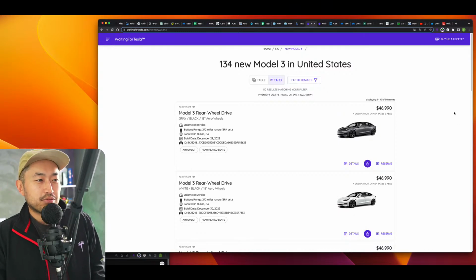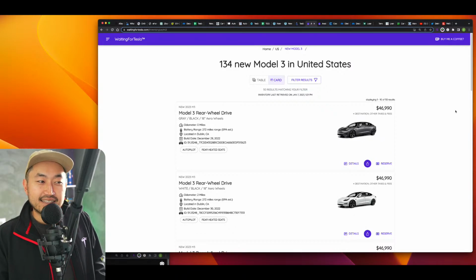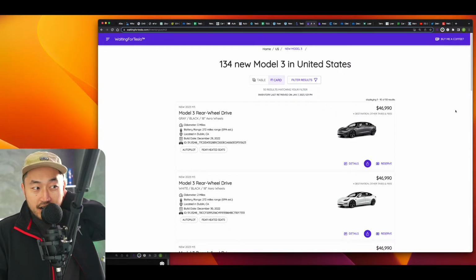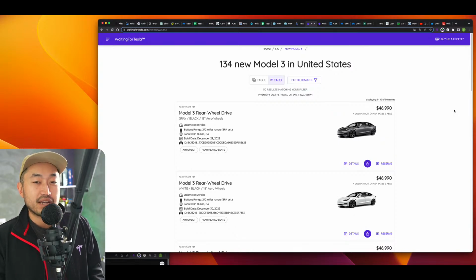But the big story on the Model 3 is that inventory is spiking up. There's not as much demand. I thought the hottest car, the only car that makes sense to buy right now from Tesla, is the Model 3 Standard Range, because it qualifies for that $7,500 tax credit, which you can defer with Tenet financing.